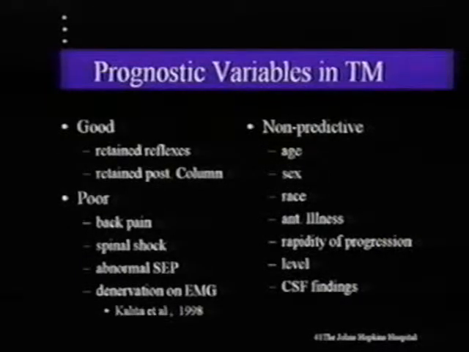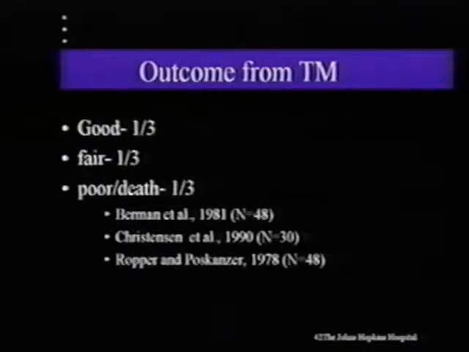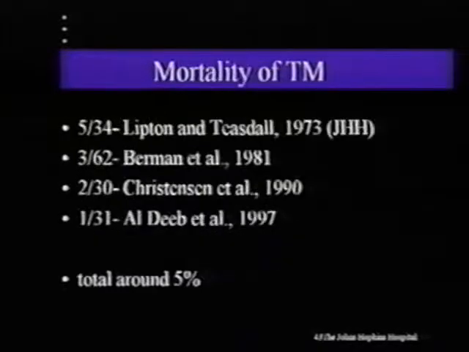What's non-predictive is age, sex, race, whether or not you had an antecedent illness, rapidity of progression, although that's somewhat controversial, the level in the spinal cord, and what the spinal fluid showed. Essentially, if you look at the data from all of the studies, including ours, about 1/3 have a good outcome in which they are independent in their ADLs, independent ambulating. 1/3 have chronic disability but are able to function, and 1/3 have a poor outcome in which they are essentially wheelchair bound. Mortality is low. Mortality, thankfully, is around 5%, and it may even be lower than that.